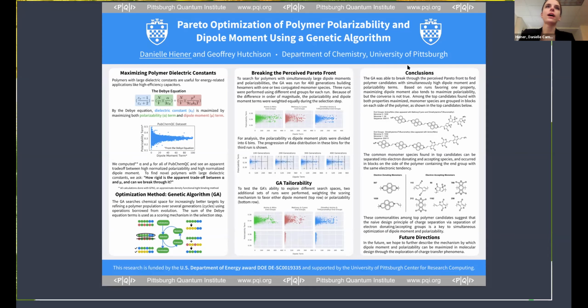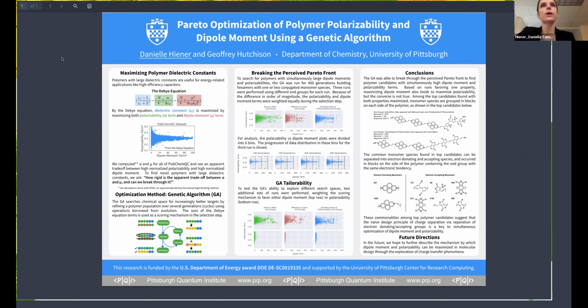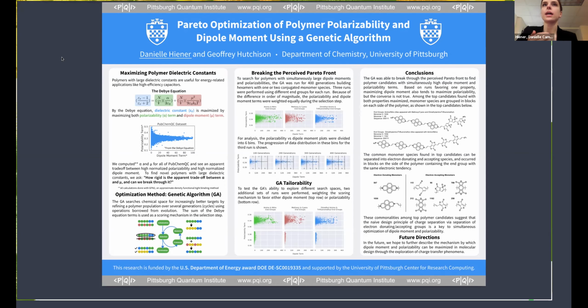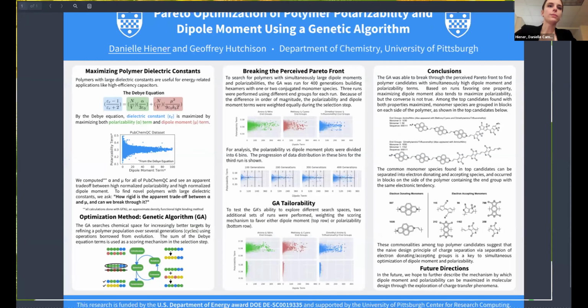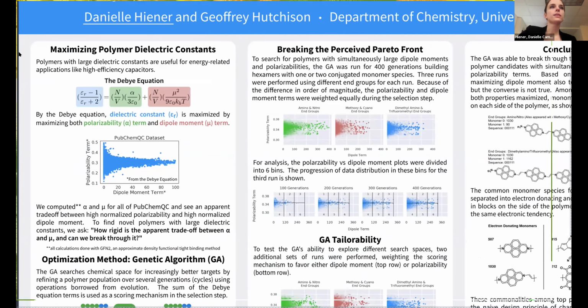My name is Danielle. I work in the Hutchison Research Group in the Department of Chemistry at Pitt. And today I'm going to be talking about the Pareto optimization of polymer polarizability and dipole moment using a genetic algorithm. So a little bit about the motivation for this project. We're looking for novel polymer structures that have large dielectric constants because these would be super useful for a variety of energy-related applications, and specifically high-efficiency capacitors.